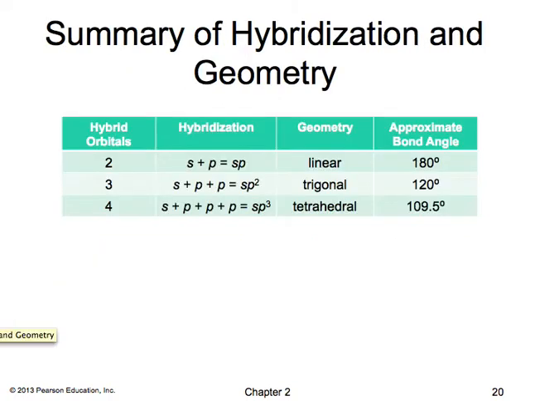If we look at the summary of all the hybridization and geometries, for 2, 3, and 4: 2 is when you take s plus p to get sp. This will generate a linear geometry with 180. These should be memorized. 3 will be one s and two p's, giving you sp2. This will be trigonal, 120. 4 is one s and three p's, generating sp3, which will generate tetrahedral, 109.5.